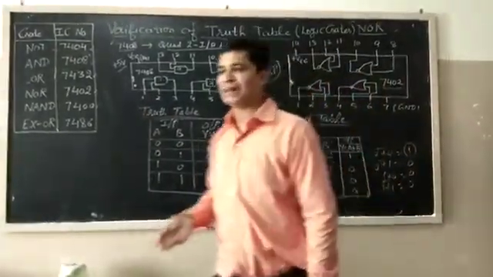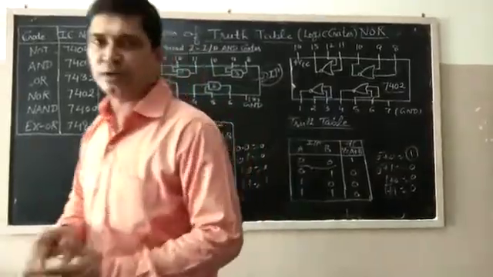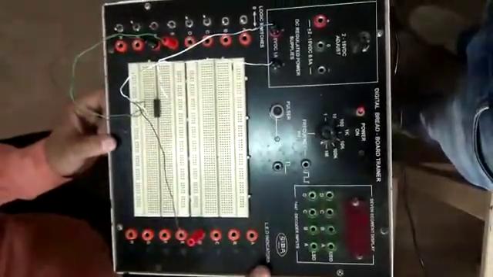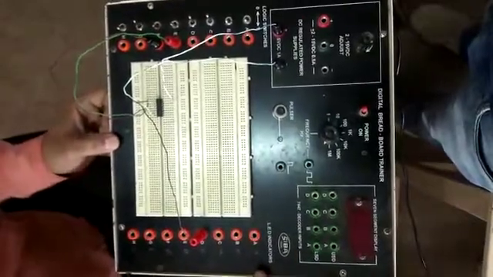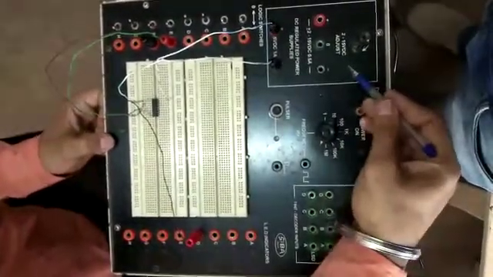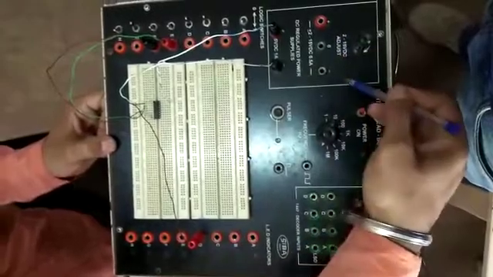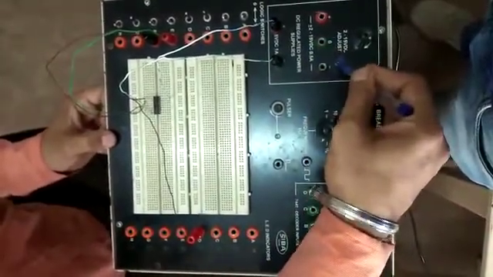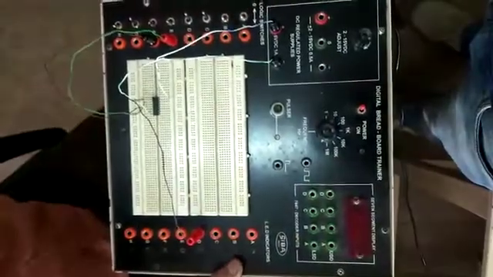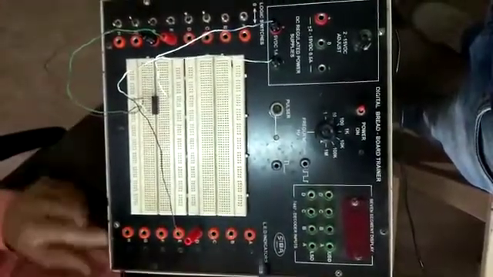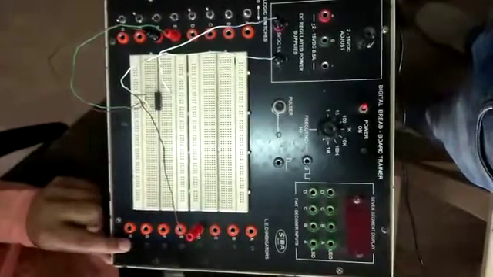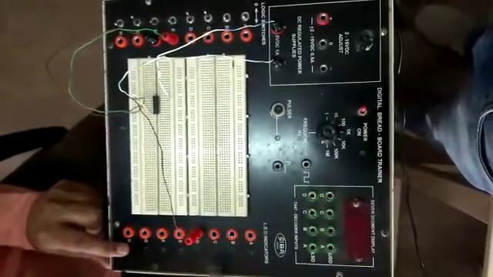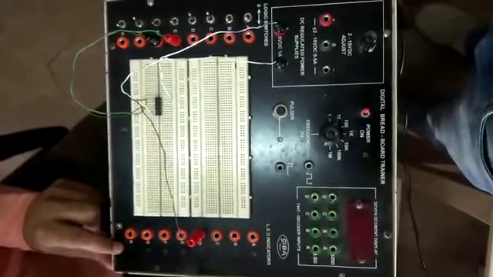Now we will carry out the rest on the digital breadboard. Dear students, this is the digital breadboard which comprises the inbuilt DC supply voltage. Here the switches are used as input. These are the terminals used for the input, and this is the terminal which displays the output. If output is high, the corresponding LED will glow. If it is low, it will not glow.